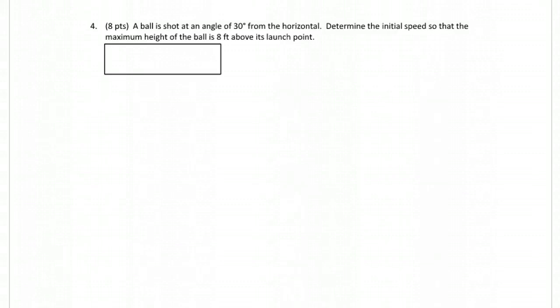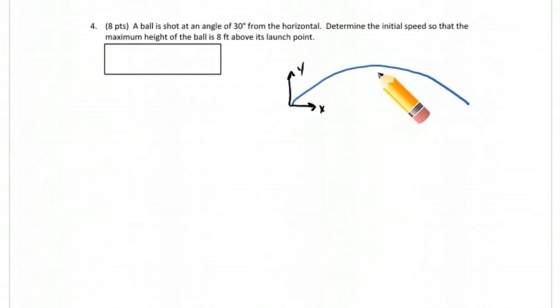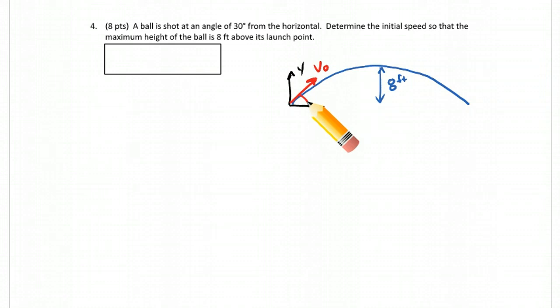Okay, number 4 has a ball being shot at an angle. We want to determine the initial speed, so the maximum height of the ball is 8 feet above its launch point. So let's start with our coordinate system. We'll launch it from the origin. So it's going to go something like that. We know the height right there is 8 feet. And we know the launch angle. Launch velocity is our unknown, and our launch angle is 30 degrees.